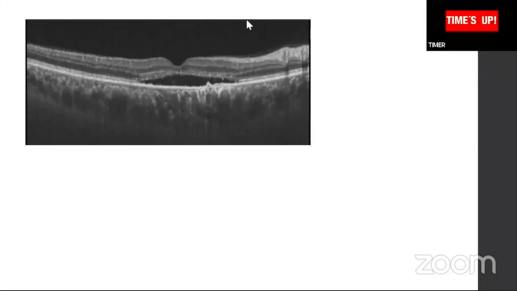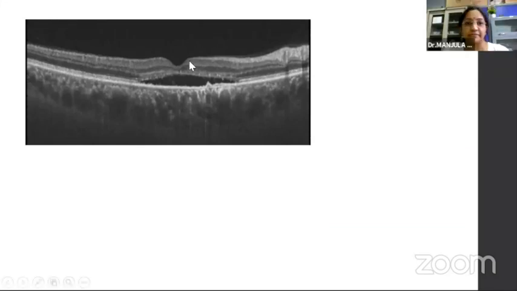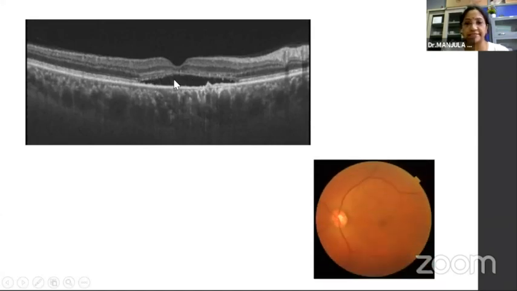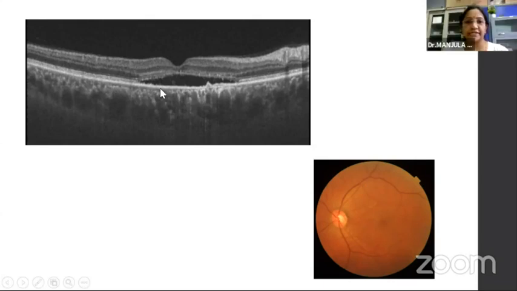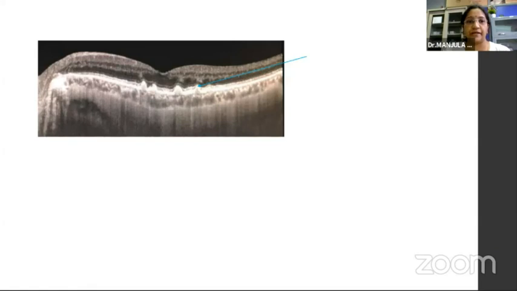In this picture, the contour is normal. However, the central macular thickness is increased. And you can see that the subretinal space is occupied by a hyporeflective cavity. If you see clinically, this gentleman is a young man with a recent onset of positive scotoma. So this corresponds to neurosensory detachment suggestive of CSCR.